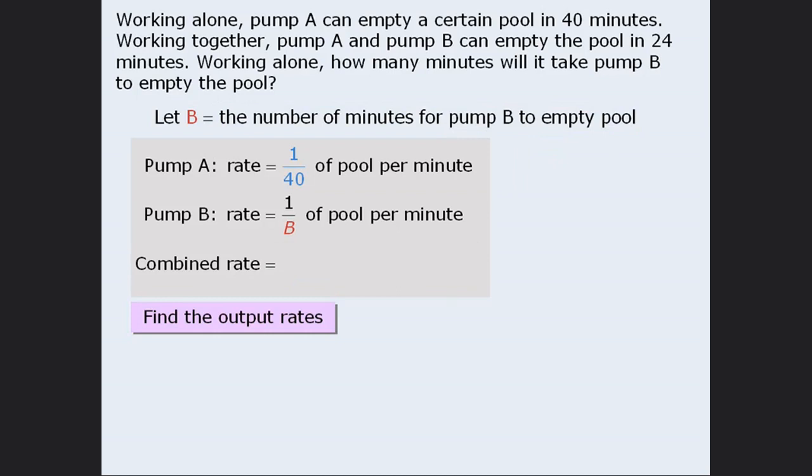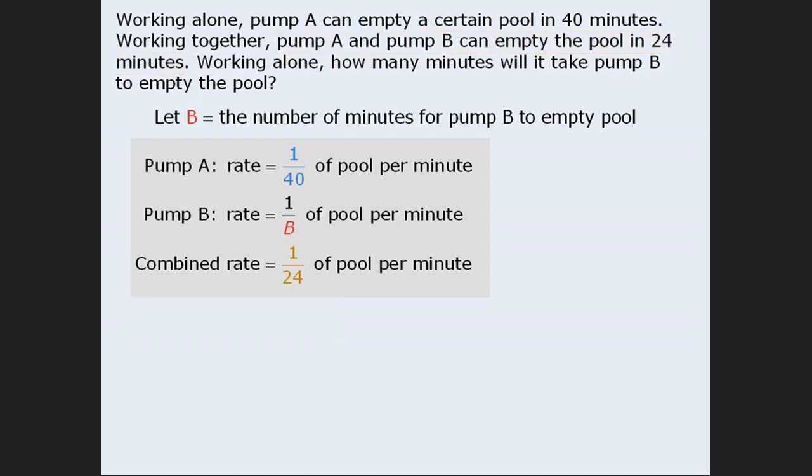Finally, let's examine the combined output rate of the two pumps working together. We are told that working together, the pumps can empty the pool in 24 minutes. So their combined output rate will be one pool divided by 24 minutes, which gives us 1/24th of a pool per minute. Now that we have the individual and combined output rates, we can write an equation. We can say that the output rate of pump A plus the output rate of pump B must equal the combined output rate. At this point, we have an equation we can solve for B.